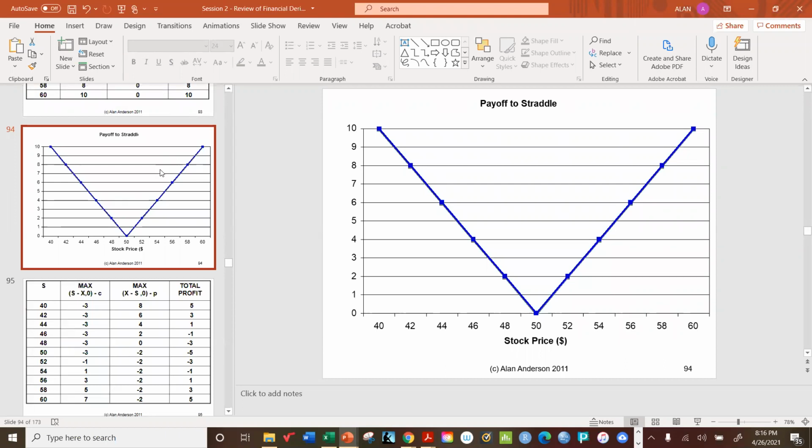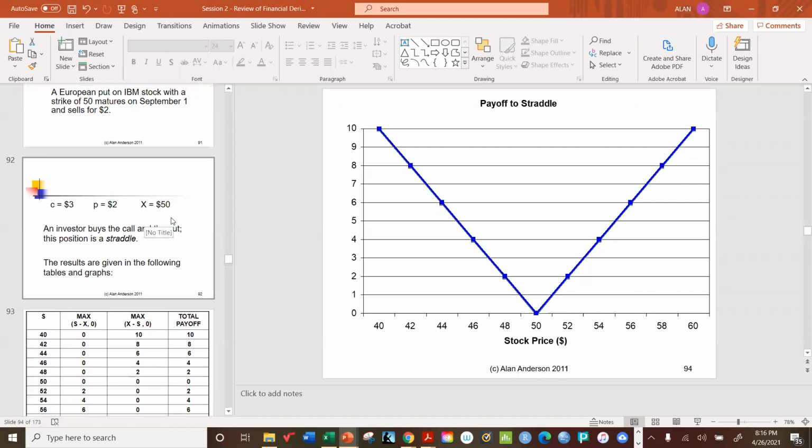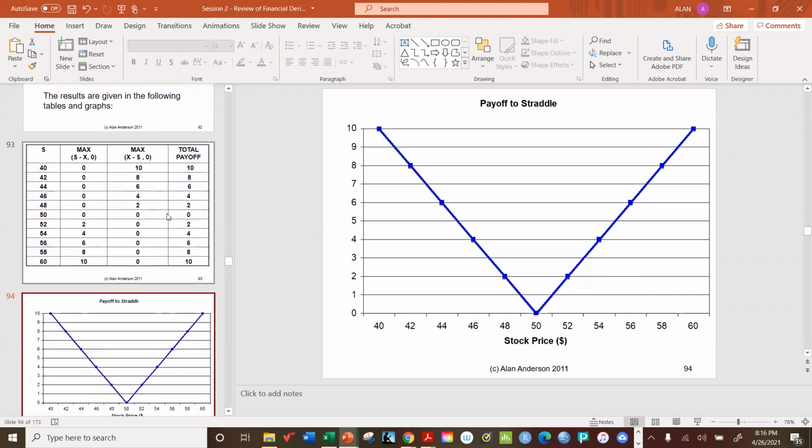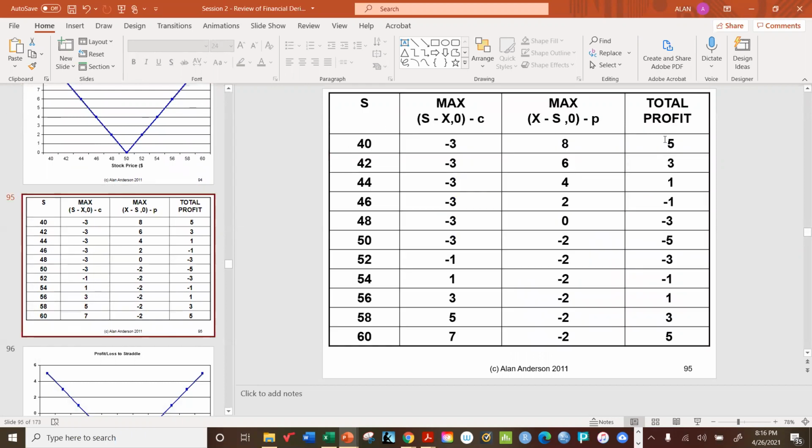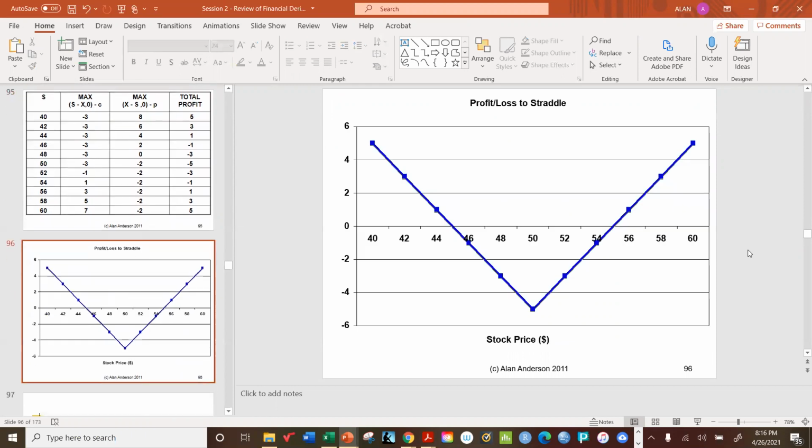I can't lose. Now, the only negative thing, of course, is that this is an expensive position because we had to buy both the call and the put. In this case, that'll set us back $5. And so when I take that into account, if you notice, the profits have all fallen by $5. So there's this range in here where we could still lose a fair amount of money, although, of course, never more than we started out with.